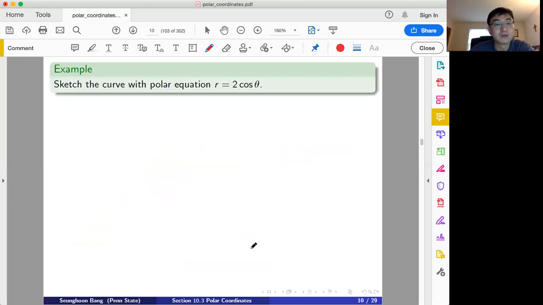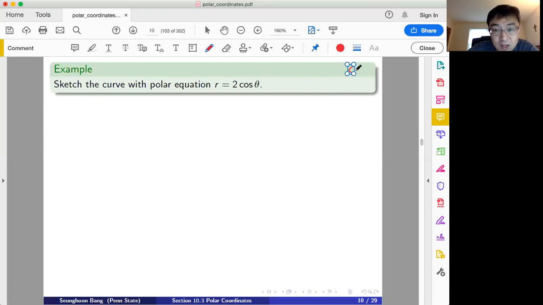Sketch the curve with the polar equation r equals 2 cosine theta. So what is the best way? There are two possible methods. I suggest that you change this one to the Cartesian equation, which is a little bit easier. I can show it to you. How can you solve this one? You can use the same thing. You are going back to here. Do you remember this one?